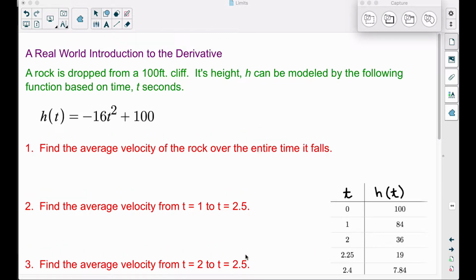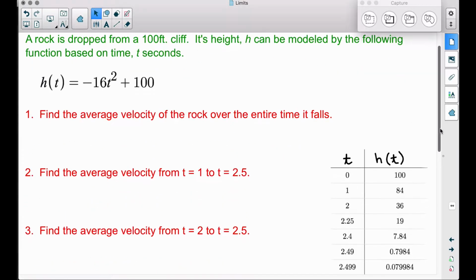In this case here, we have a rock. It's dropped from a 100-foot cliff. Its height h can be modeled by the following function based on time t seconds. So we have some function here, and basically we can plug in some time t seconds, and we can figure out how high the rock is off the ground.